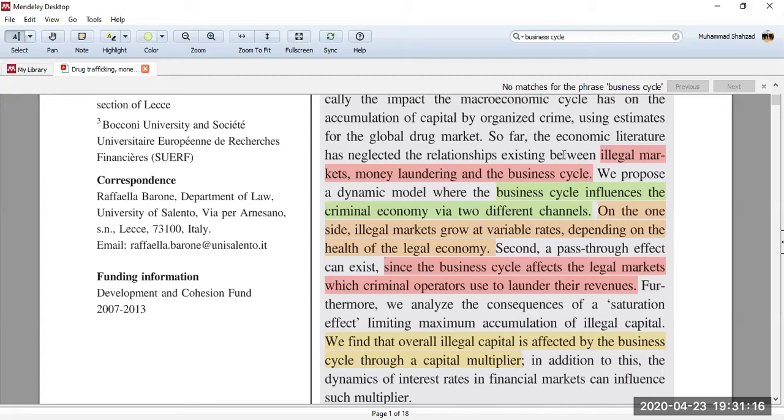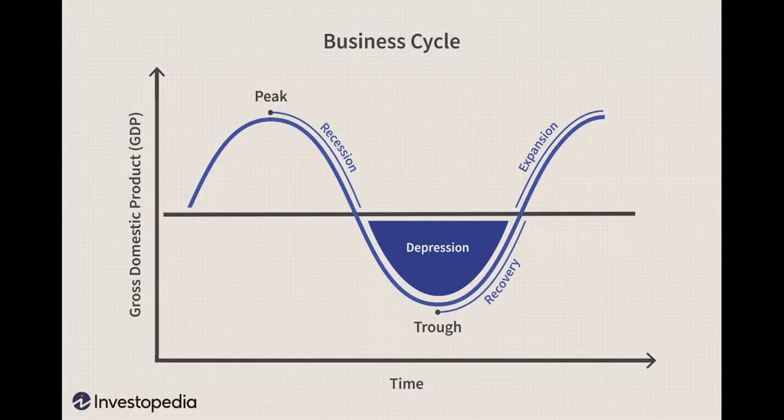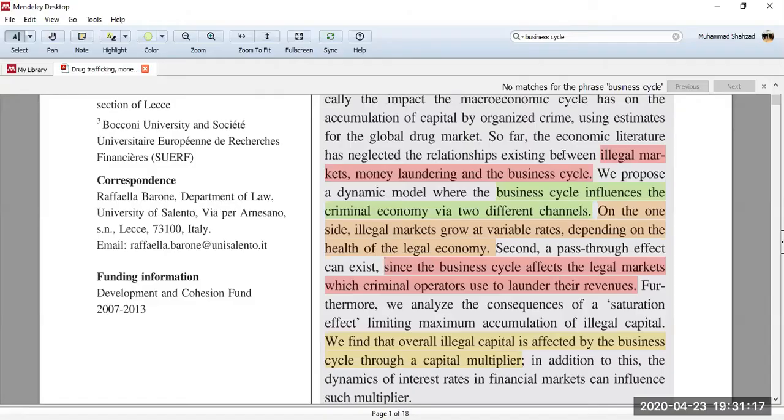I just put the picture that in the business cycle, there is an increase of the growth, then the business goes to the peak, then that peak goes to decline, and then increases. So there is a cycle of doing any business in the world.